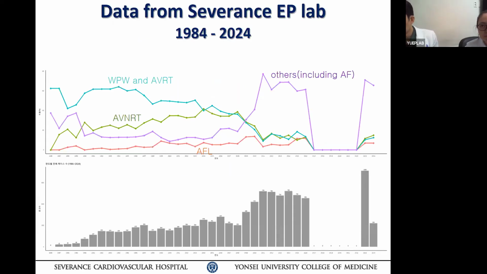This is data from our lab, 1994 to 2024, about patients with SVT. You can see a gradual increase of total case numbers. The bottom chart and graph show the proportion of each case. What happened? 2017 to 2022, unfortunately, there is no data. I don't know why. We lost it. No data. Somebody did not put it in the archive. They're working on it.